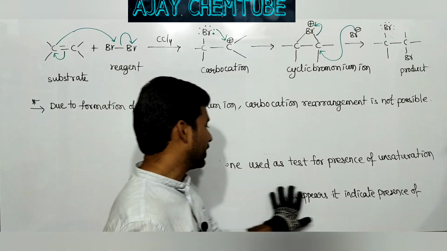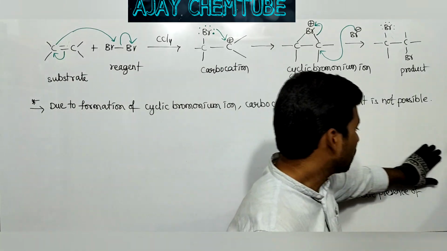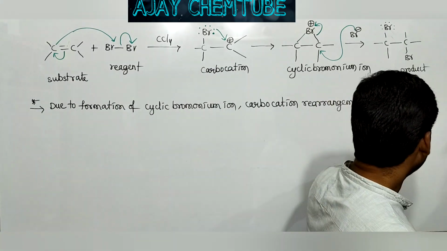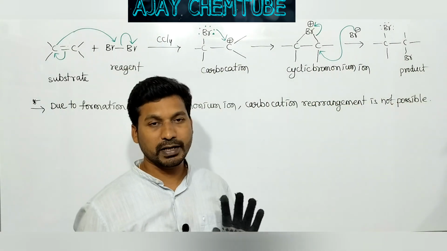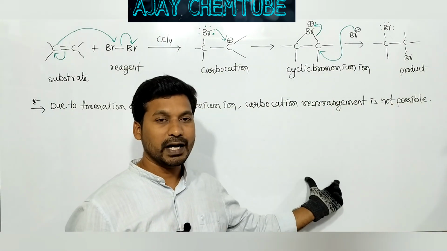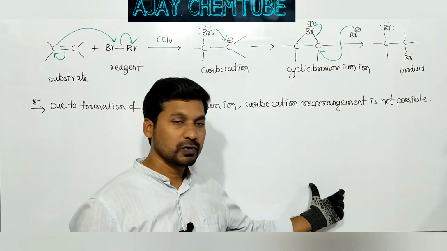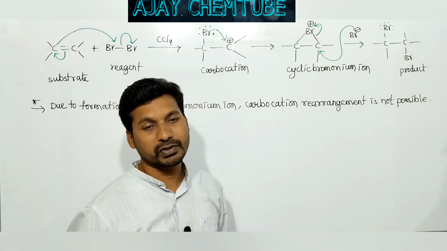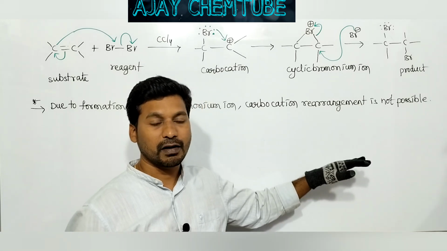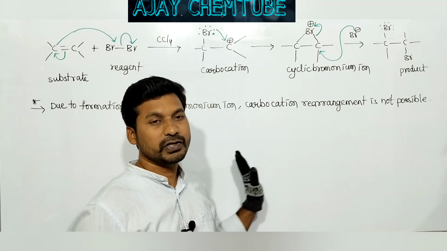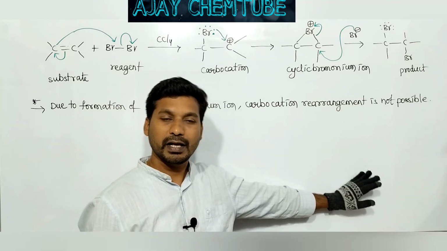What are the important points? Bromine to alkene and chlorine to alkene are irreversible reactions, but iodine to alkene is a reversible reaction, because in the vicinal diiodide product, iodine is attached on the 1,2 carbons. Vicinal diiodides are unstable. That's why addition of iodine to alkene is a reversible reaction.